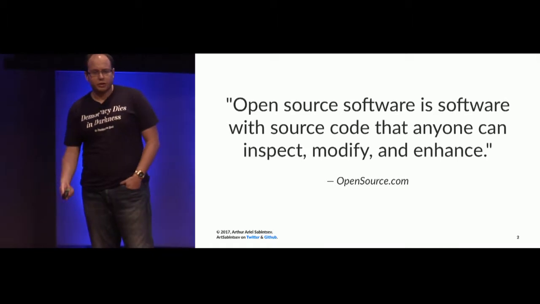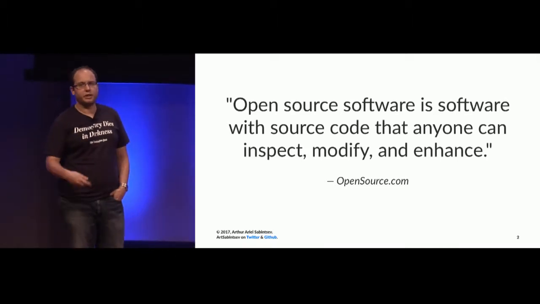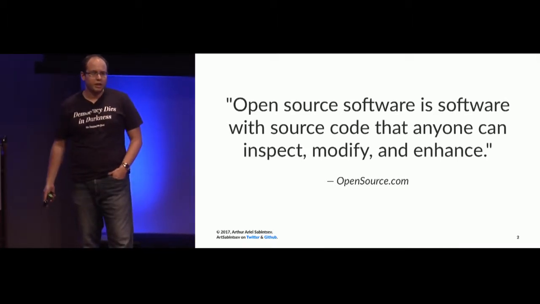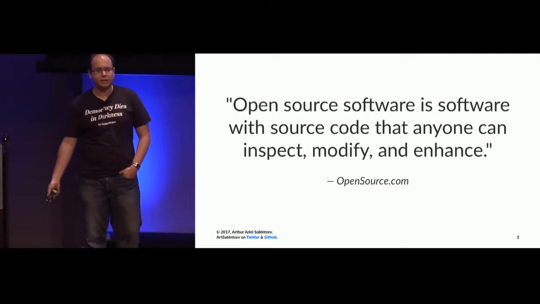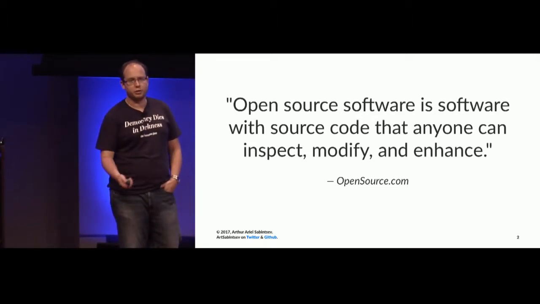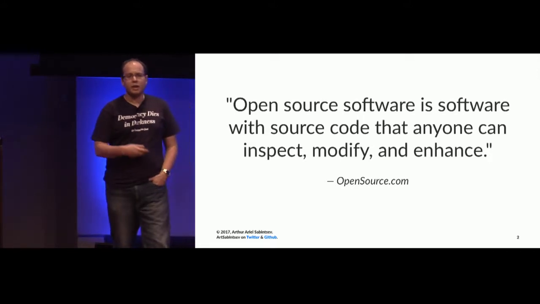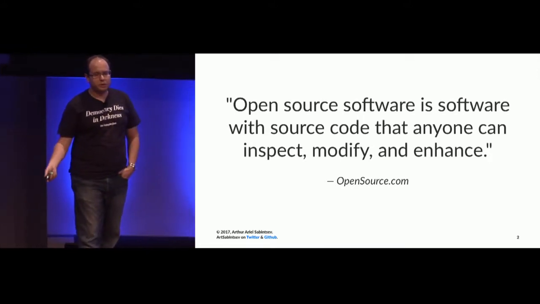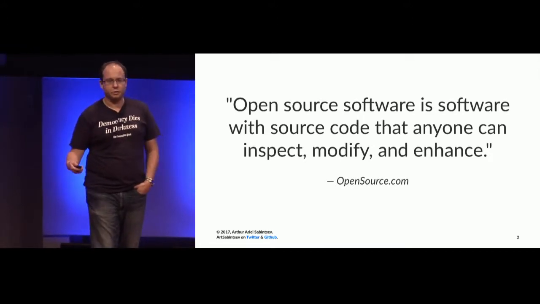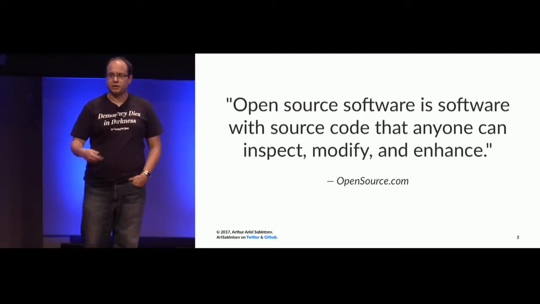open source software is software with source code that anyone can inspect, modify, and enhance. And not only can you do that, you can also monetize on it. You can take any piece of code that you find online that is open source or under a copyleft license and put it into your own apps or your websites and make money off of it without paying royalties. This is what's known as free software.